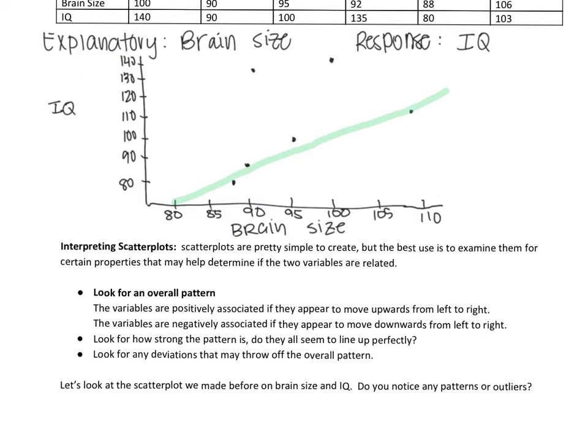So I would say there are 2 outliers. And the outliers seem to be the 92 and the 135, and then the 100 and the 140. So my 2 outliers seem to be my values at the very top here. They don't seem to follow the overall pattern that I've kind of highlighted in the green.